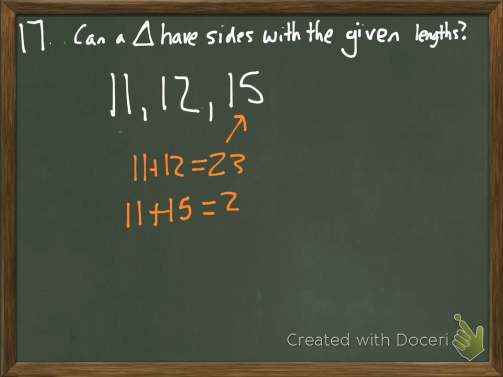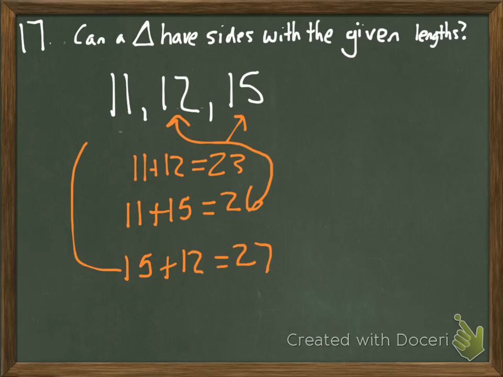So let's do 11 plus 15. That would equal 26. And that is greater than 12. So 26 is greater than 12. We're good there. And then we'll do 15 plus 12. And that equals 27. 27 is greater than 11, so that works. We can have a triangle with these given side lengths. The answer would be yes.